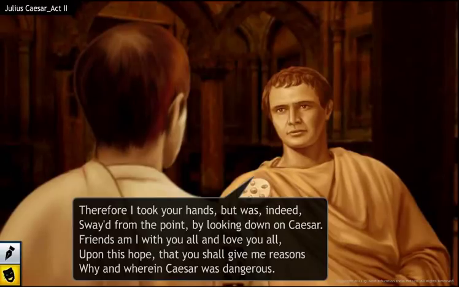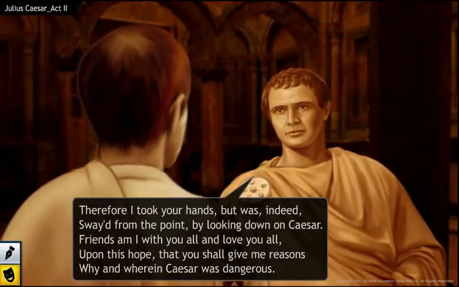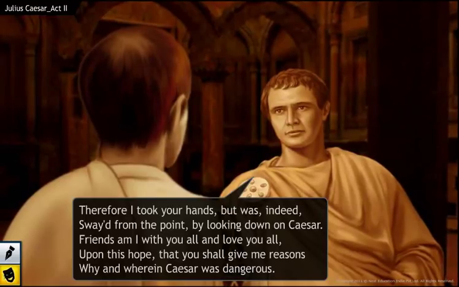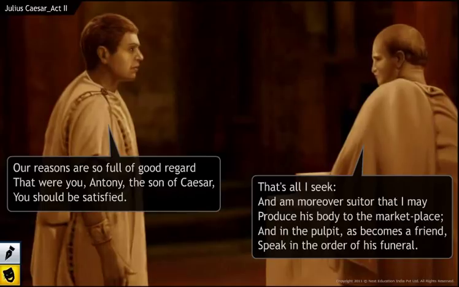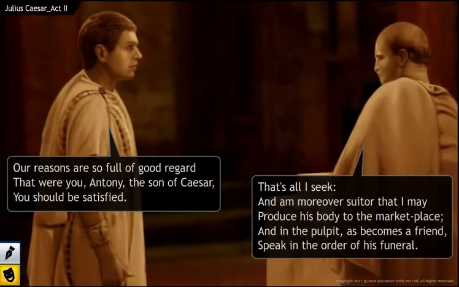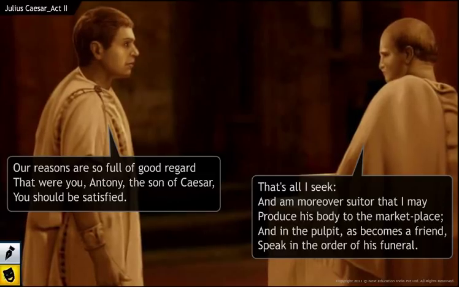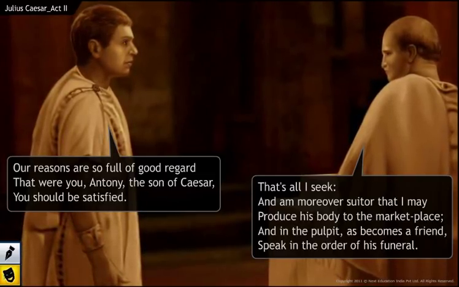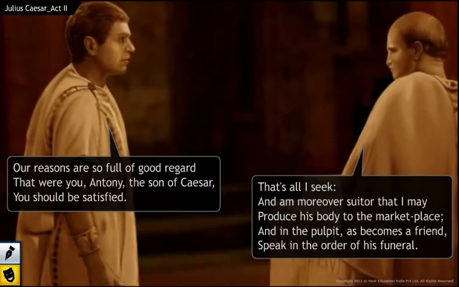He also offers to become the friend of the conspirators if they cite reasons why they considered Caesar dangerous. Brutus assures Mark Antony of a satisfactory explanation. Thereafter, Antony asks if Caesar's body can be brought to the marketplace where he is allowed to give a funeral oration.